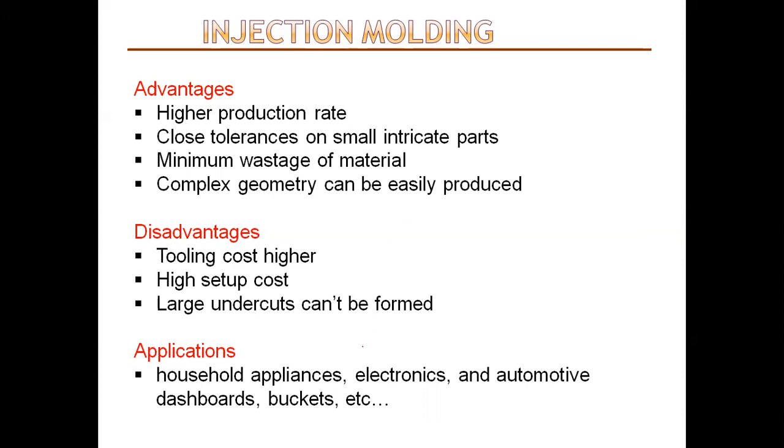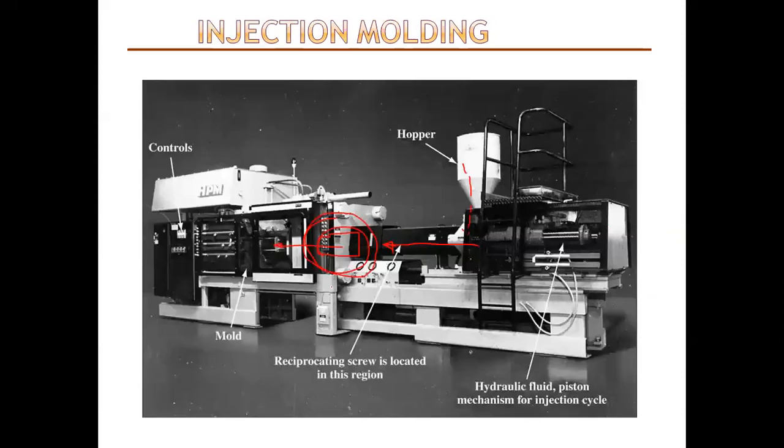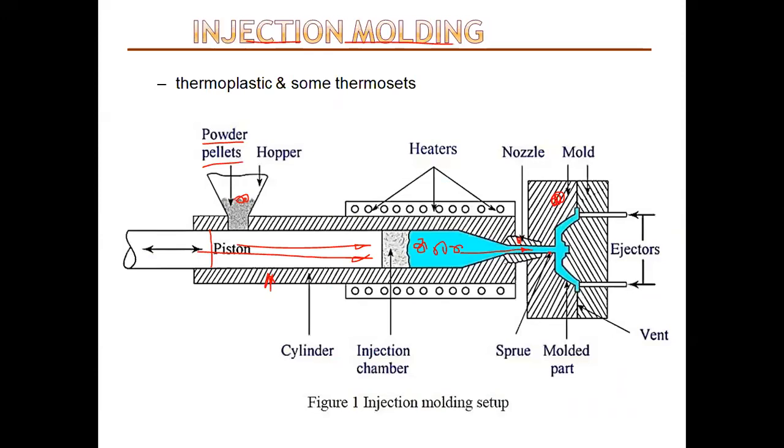Further, the disadvantage is that undercuts can't be manufactured by injection molding. And the applications are household applications, electronics, automotive dashboards, buckets. These are the applications of injection molding. Okay, so this is the injection molding, which produces these parts. Here the cost of the mold is high in injection molding.